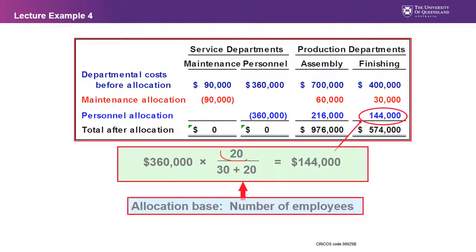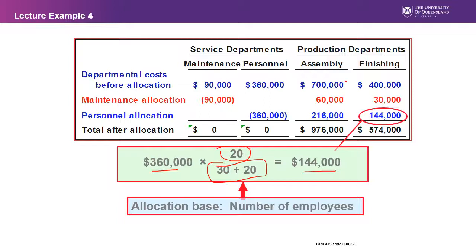And for finishing, the numerator just becomes the 20 employees in the finishing department. The denominator remains the same, the finishing and the assembly department. We times that by the 360,000. That gives us the 144,000 that the finishing department is allocated of the support department costs, or the service department costs, of $360,000.